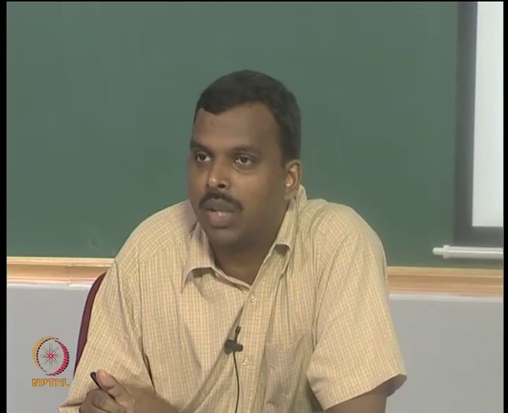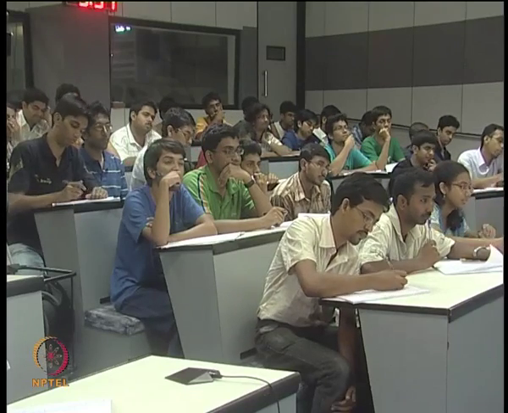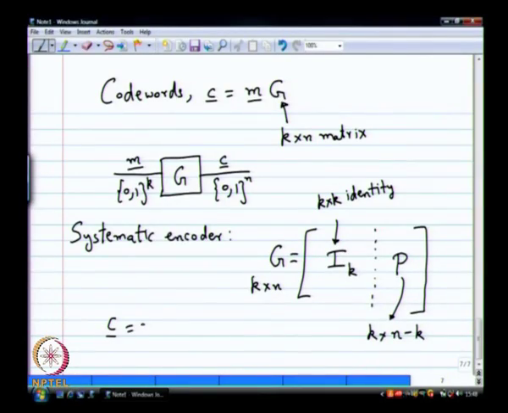What is the other thing that you can notice from the systematic form? The first k bits of each code word will be equal to m. That is the other interesting idea. So in the systematic encoder, C, when you multiply m with G, will take the form m multiplied by I_k, which is m itself, and then m multiplied by P. This is called the systematic form for the code word.